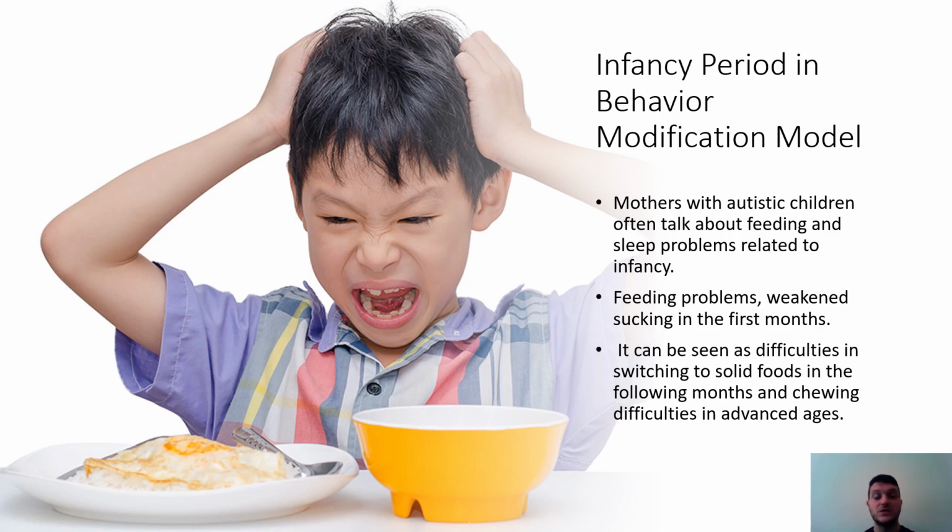After switching to solid foods, it is natural to encounter chewing problems. Therefore, the foods that need to be chewed should be introduced to the child gradually, and very hot foods and whole bites should be avoided at first.